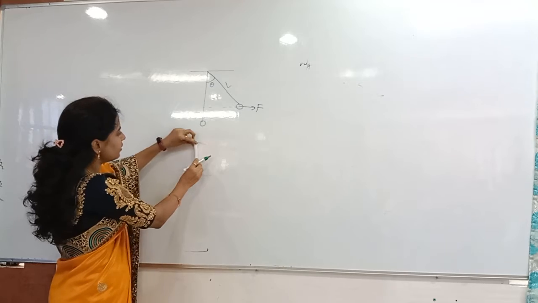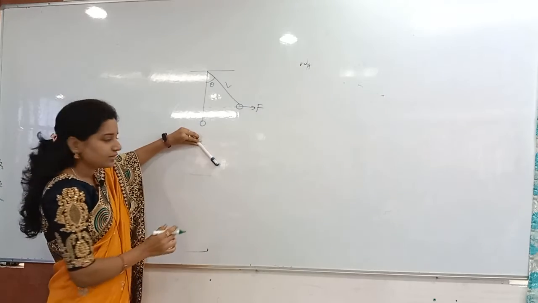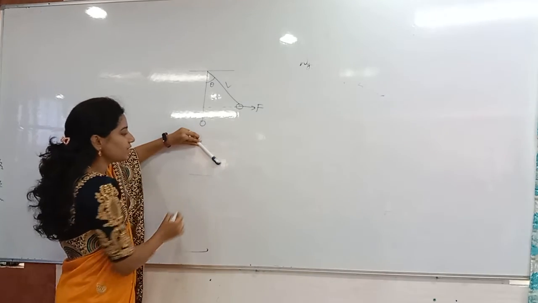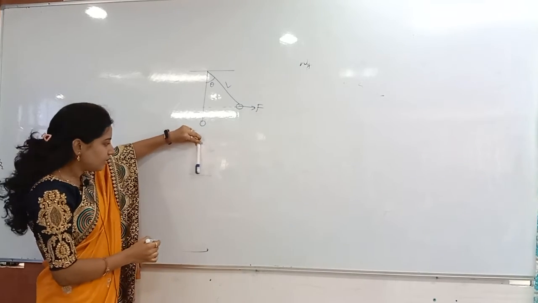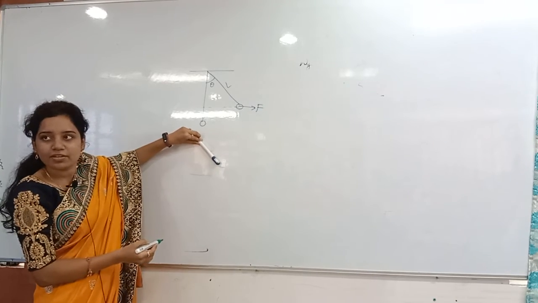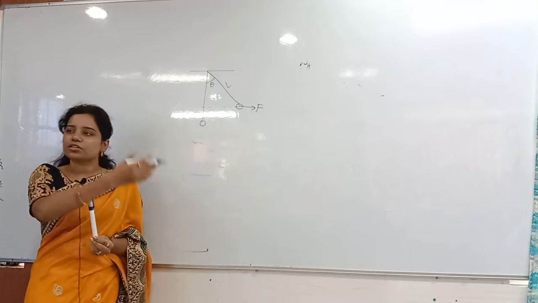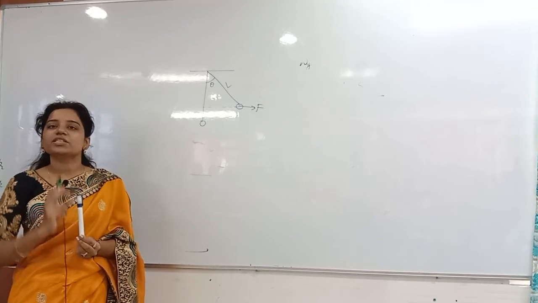Whenever I pulled it by means of a horizontal force, then what is happening? Is it the same height or different heights? Height is the same. Now this is here, a different height, right? But the length of the pendulum is how much? L only. At that time L only, this time also L only. But the displacement is different.